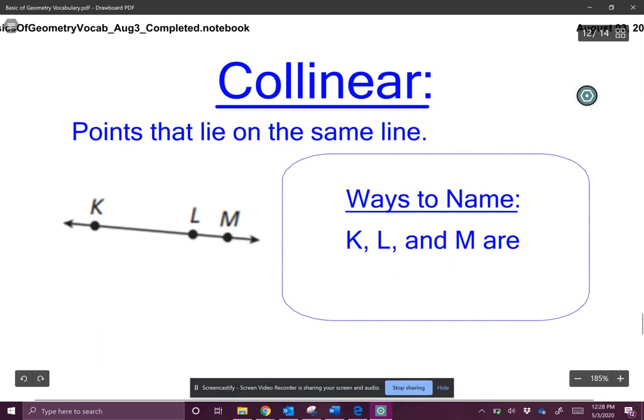Our next word is collinear. Collinear are points that lie on the same line. So for this example, K, L, and M are considered collinear because they all lie on the same line. There's a few different ways we could name this line, actually. We could name this line KL, line LM, or line KM. Remember, you only name a line with 2 points.